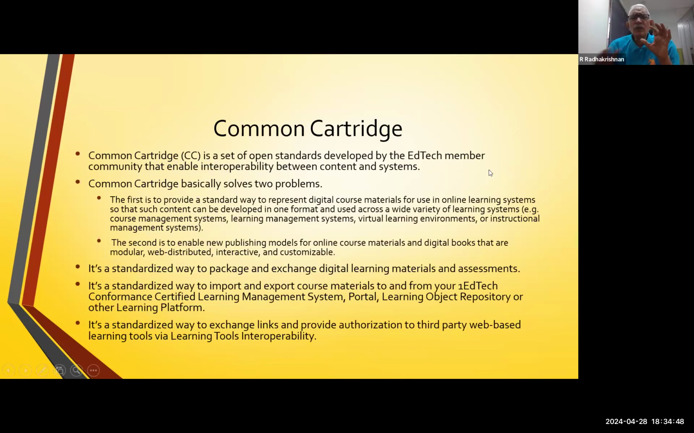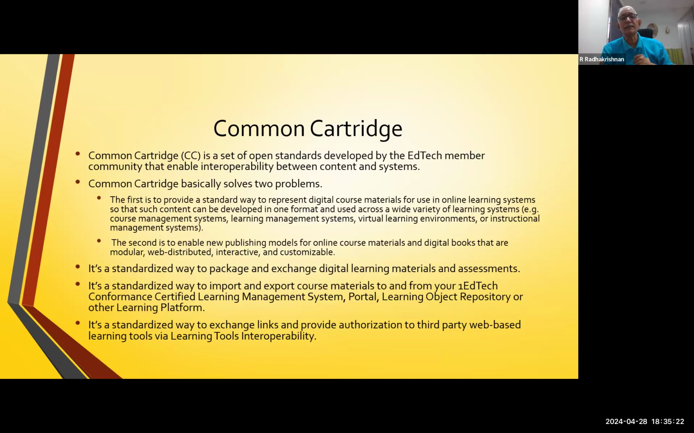Now, one more standard which is very, very common in use is the Common Cartridge standard. This Common Cartridge is an open standard developed by the EdTech member community that enables interoperability between content and systems. Today the main challenge is I have a system and I have a set of contents. The contents should be readable to the systems, and if there are 10 different learning management systems, the content should be flexible enough to be ported on any kind of system.